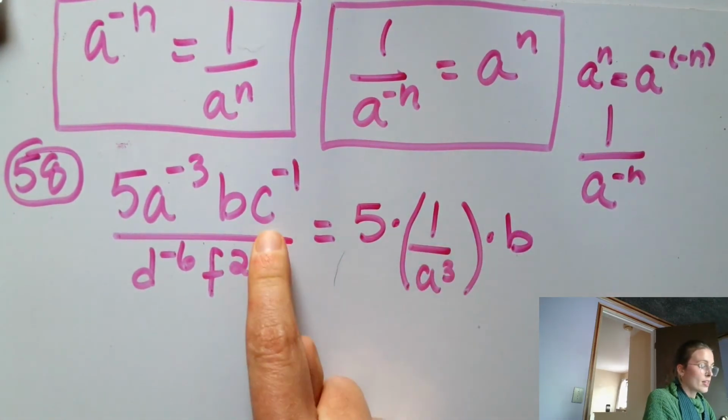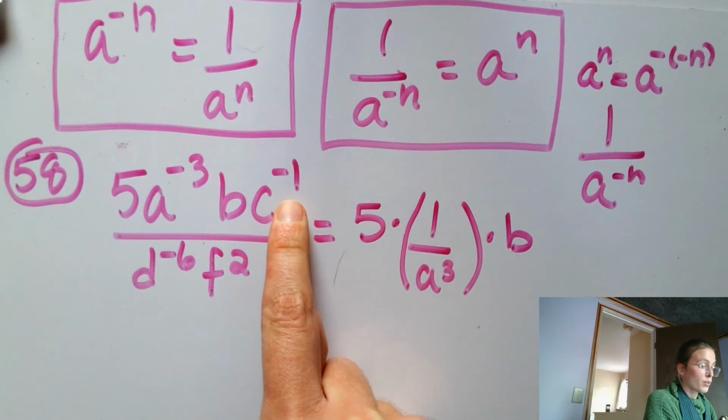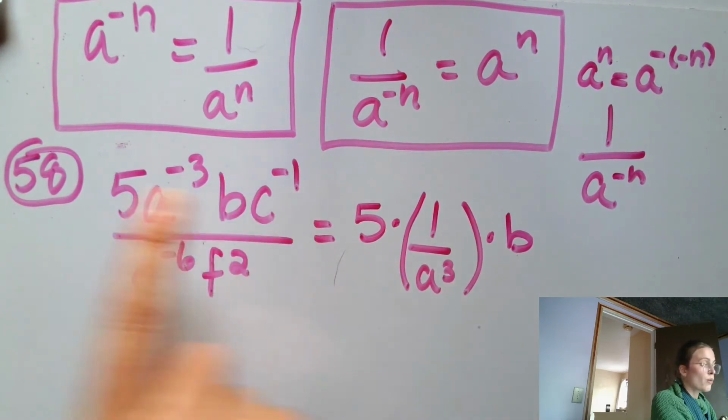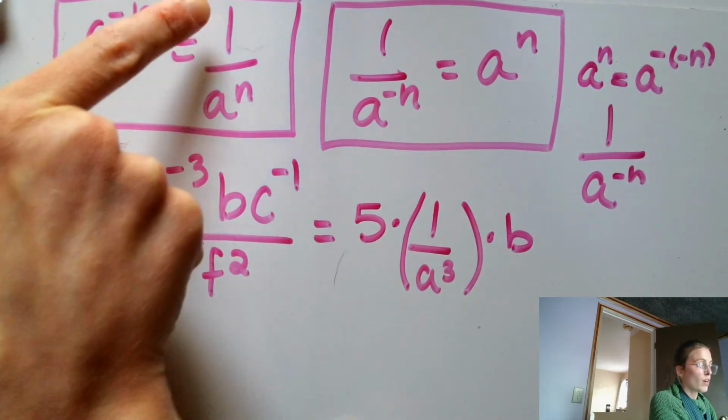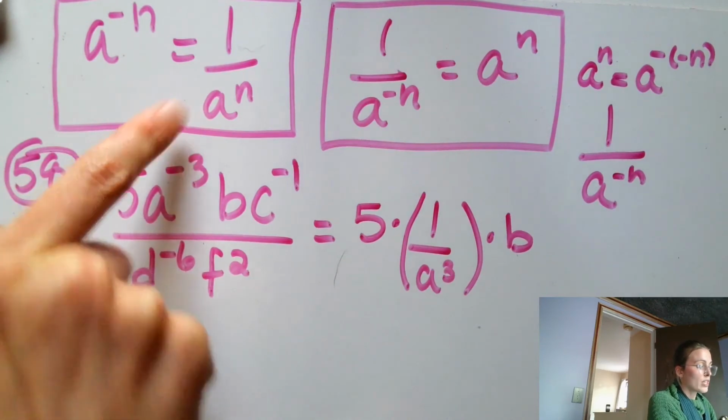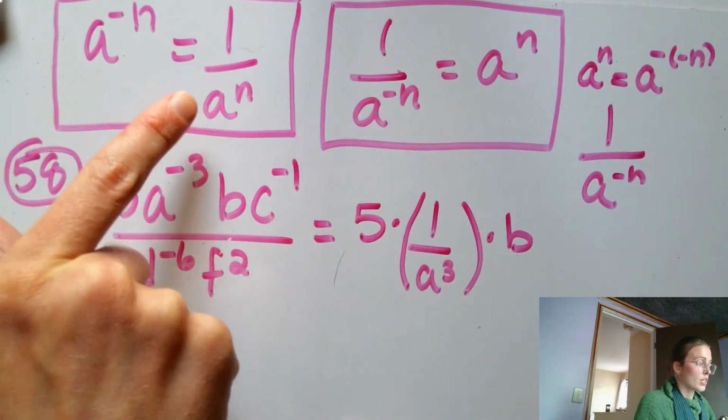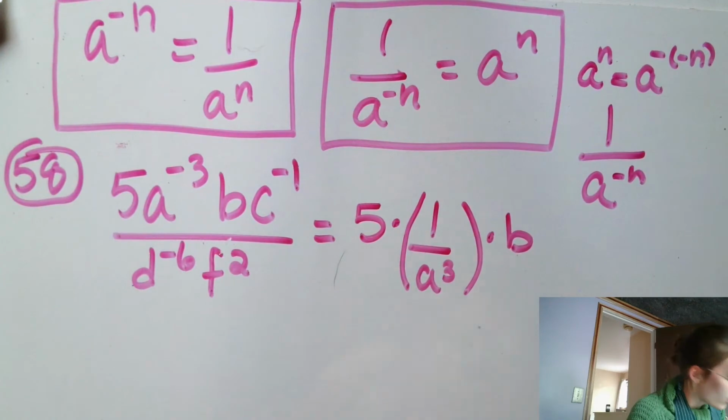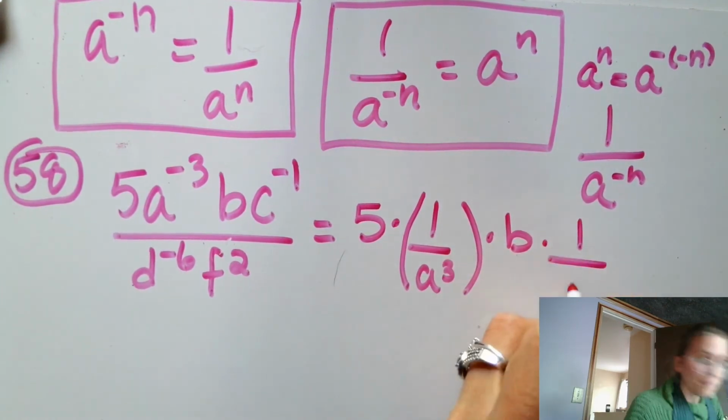And then c has a negative exponent, so we need to rewrite that using this rule. A to the negative n equals 1 over a to the n. So c to the negative 1 equals 1 over c to the first power. So just 1 over c.